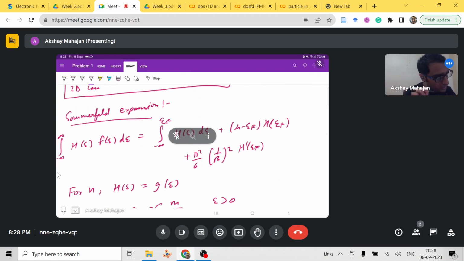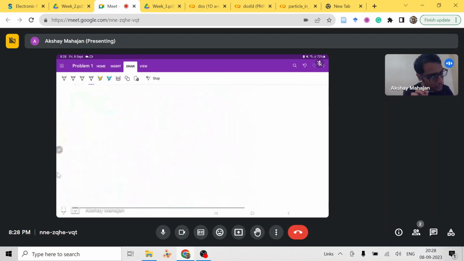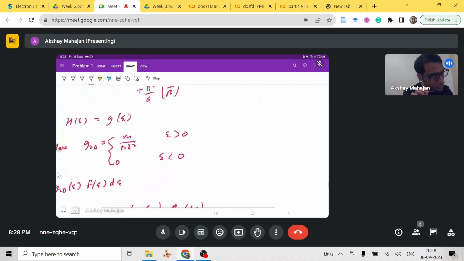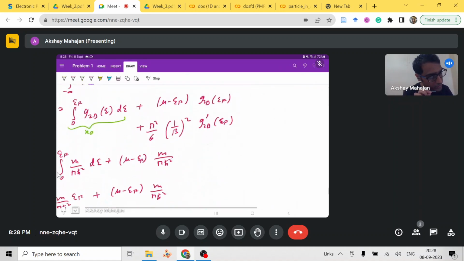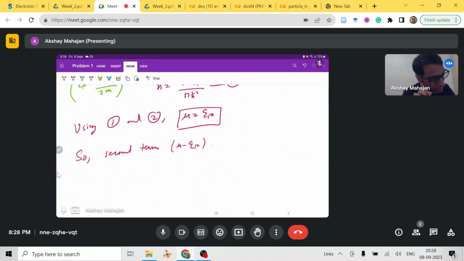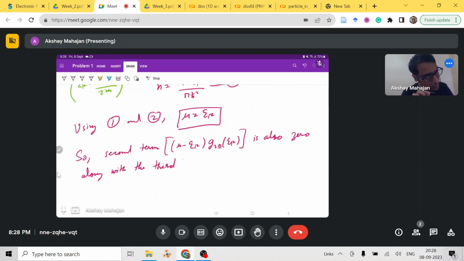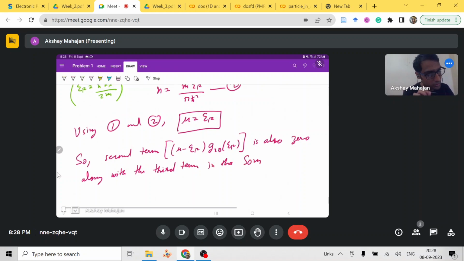So it is h of epsilon of f, and we have the g 2d of epsilon of f here. So the second term, which was nu minus epsilon of f times g of epsilon of f, g 2d of epsilon of f is also 0, along with the third term in the Sommerfeld expansion.